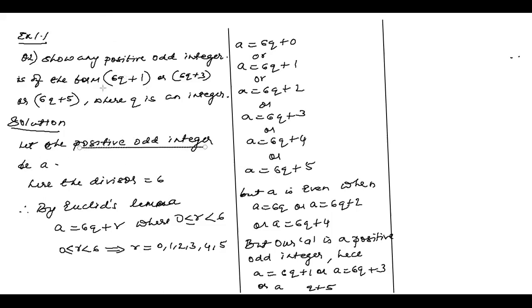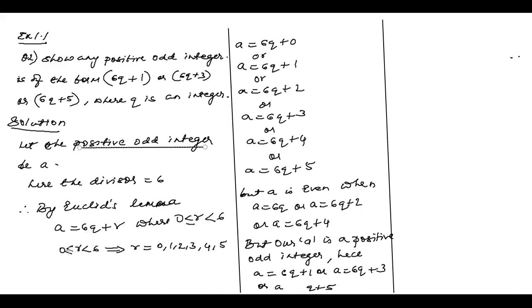So right now, let the positive odd integer be a. Here the divisor is 6. How did you understand that, son? From the question. Because in Euclid's lemma, a is equal to bq plus r. So a is my number. It should be equal to 6q plus 1, you want. So 6 is the divisor. So by Euclid's lemma, a is equal to 6q plus r, where r should be greater than or equal to 0, but less than the divisor. Divisor is 6, meaning less than 6. Remainder is always smaller than the divisor.